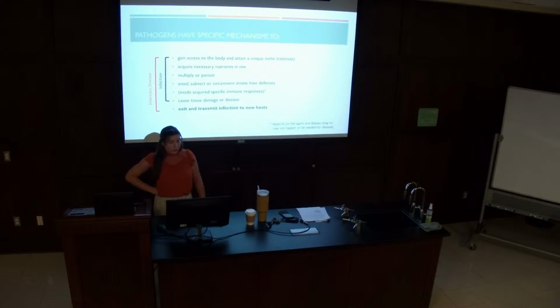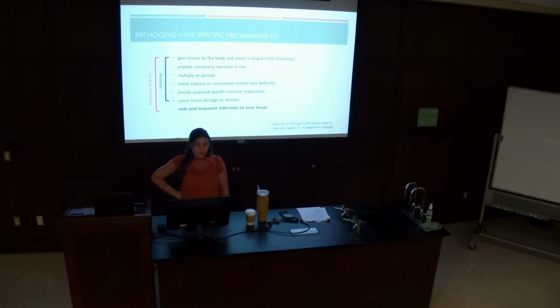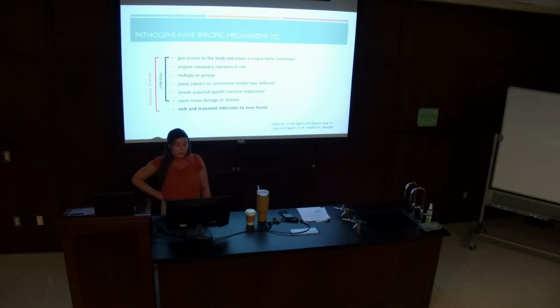The first 6 points here are causative agents of having an infection. But when the pathogen is able to exit and transmit the infection to new hosts, or new cells, then that's when we can call it an infectious disease. So this ties into what we talked about in infection versus infectious disease.